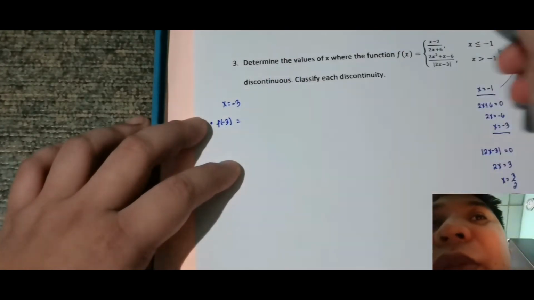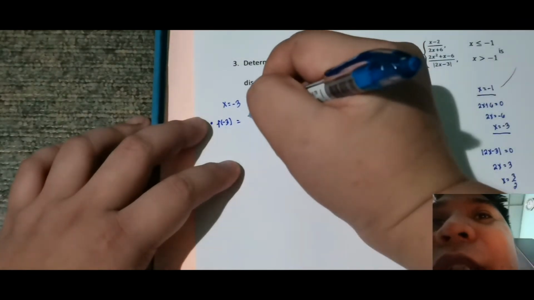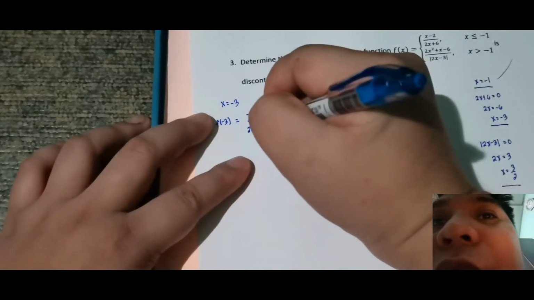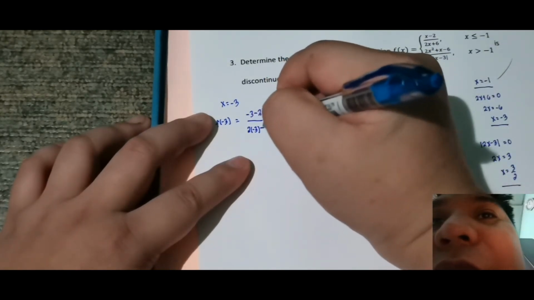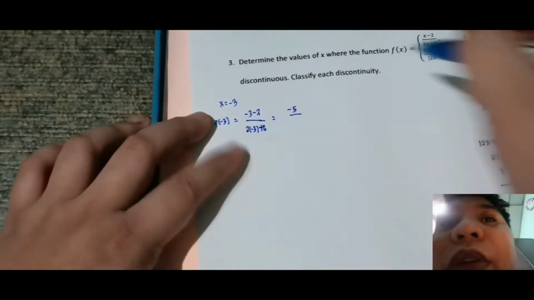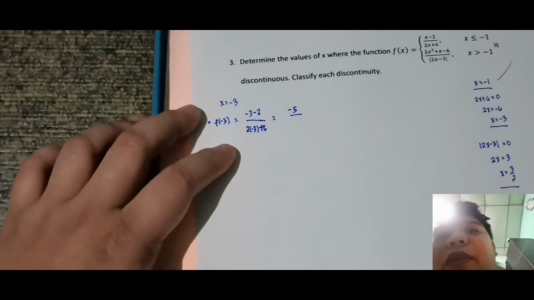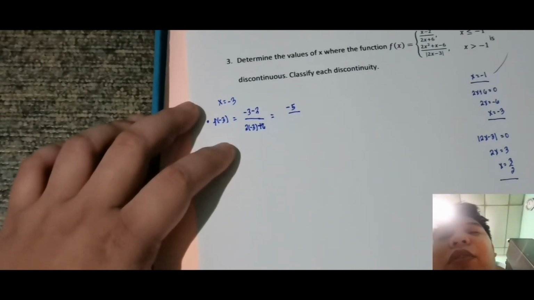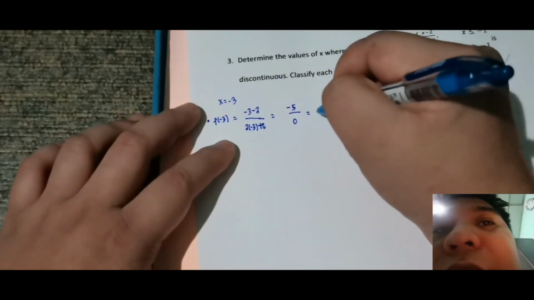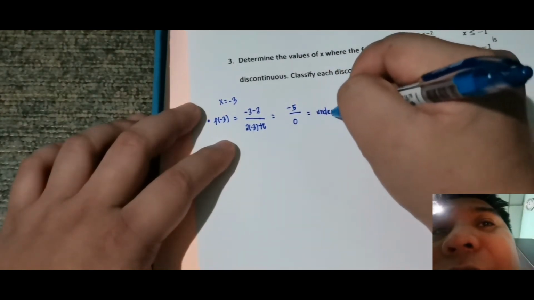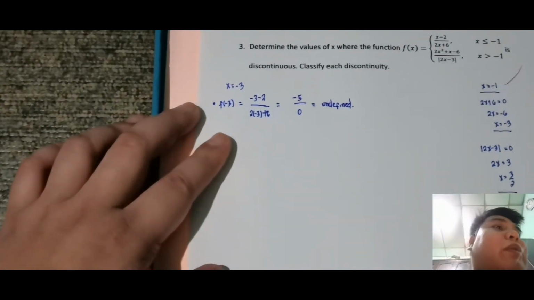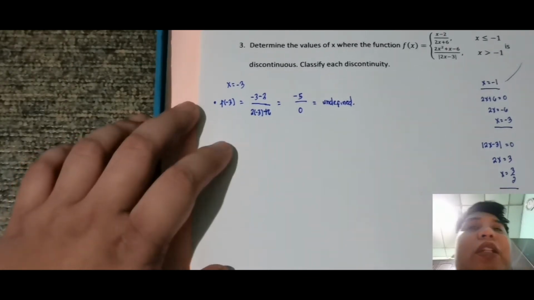So this is equivalent sa x minus 2 over 2x plus 6, which is negative 3 minus 2 over 2 times negative 3 plus 6, which is equivalent sa negative 5 over 2 times negative 3, which is negative 6, plus 6. So this is 0 sa ilalim, which is undefined. Okay, so since hindi na-define siya, obviously baka removable discontinuity ito. So check na lang natin kung mag-exist yung limit.